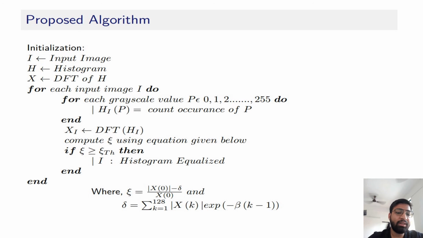Now, where did the zeta threshold come from? We provided a very big set of data to this code, and we optimized the zeta threshold through three different experiments. We have coded this proposed algorithm in MATLAB, and the link to GitHub is provided below.